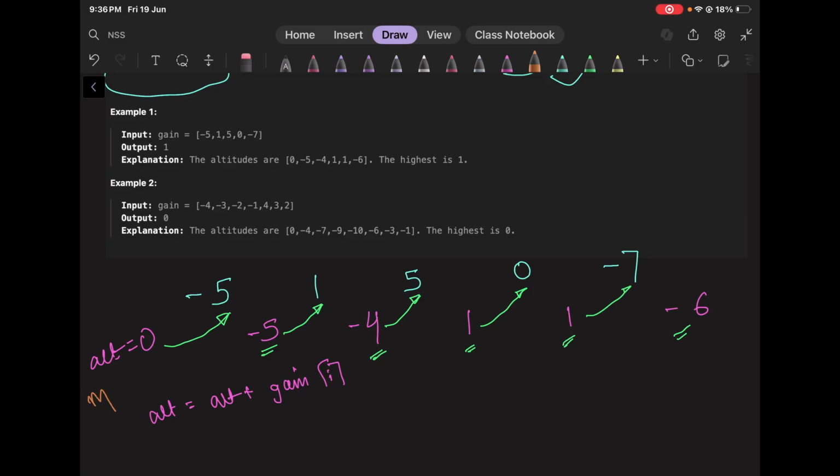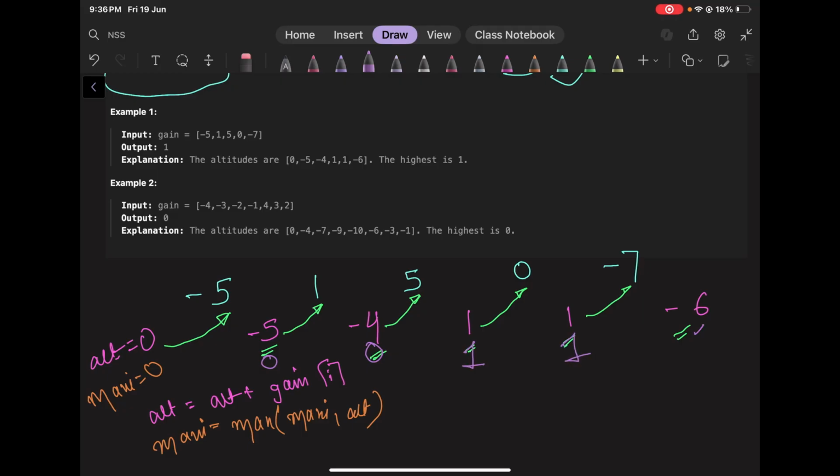Now I need to return the maximum altitude. So let my maximum altitude maxi is equal to 0. So what I do at each step, I do maxi is equal to max of maxi comma altitude. So when he is at this position, the maximum altitude is 0. Over here 0 as well. Over here this is 1. The maximum altitude is 1 and this is 1. So after coming out of this loop, it returns a maximum altitude of 1.